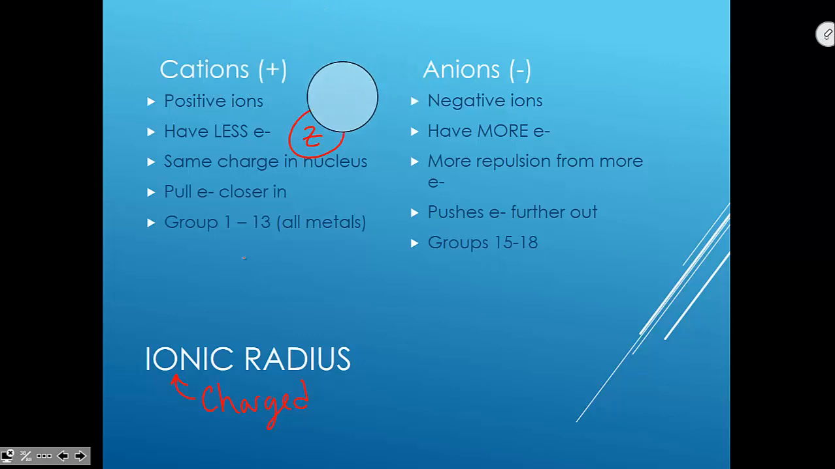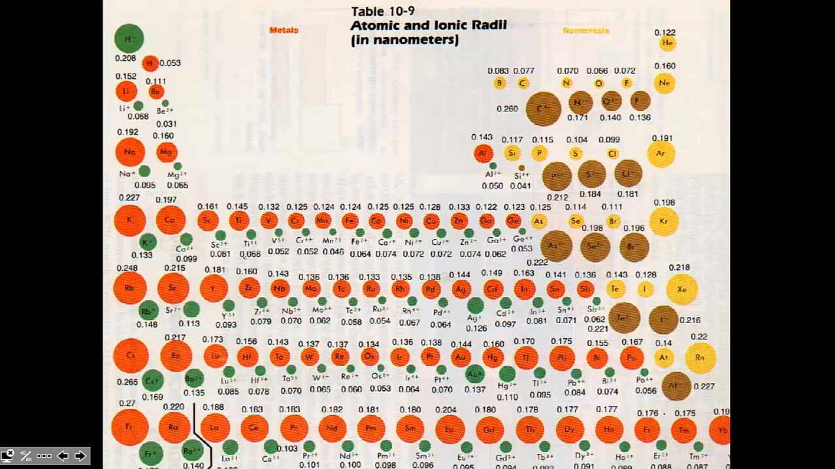Cations always shrink in radius. So when you form a cation, the radius of the atom decreases. This is why neutral atoms that form cations show massive decreases in their radius. And the more electrons you lose, the greater that decrease in your radius.